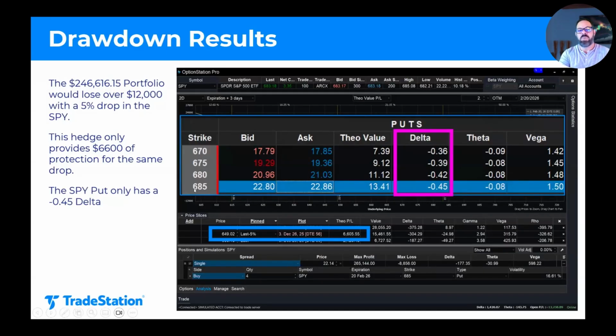Think about it. When you buy an option at the money, the delta is going to be right around 0.5. That means for every 1 point the index drops or the broad market drops, your put is only gaining half of that, or in this case, 45% of the 1 point. So you are not hedged 100%. So we have to do an extra step here.